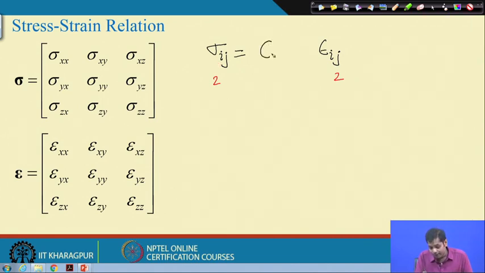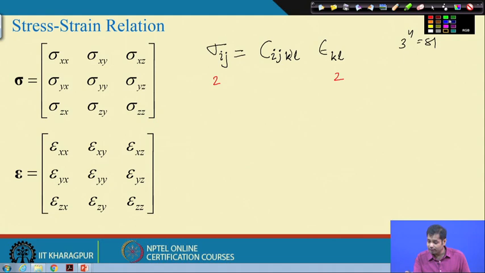Now, we can define a 4th order tensor C ij, or let us write it as kl, C ijkl. It is a 4th order tensor, so how many components do we have? 3 to the power 4, that means 81 components. Now, k and l are repeated indices, therefore they essentially vanish, they are dummy indices, and you are left with only ij.